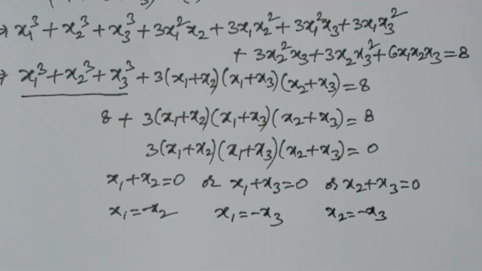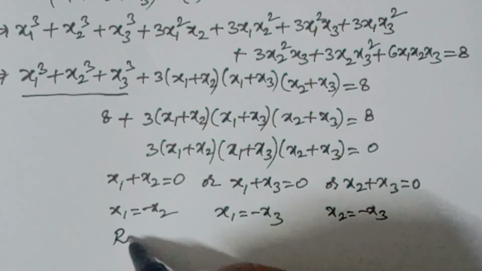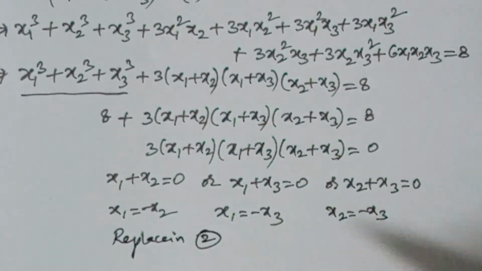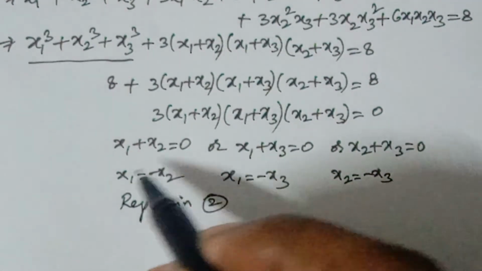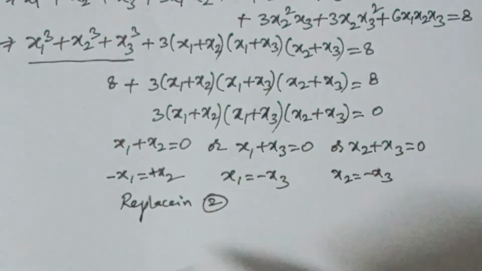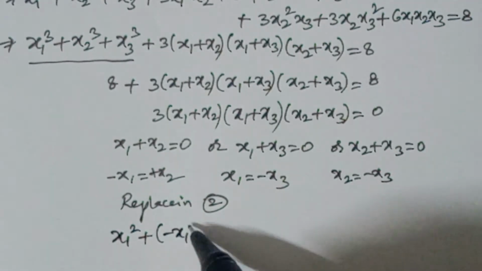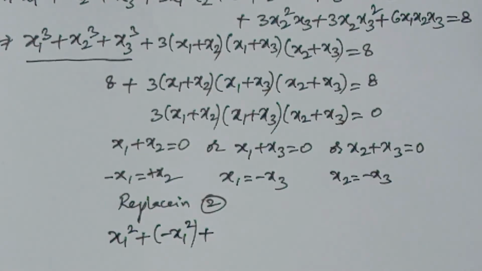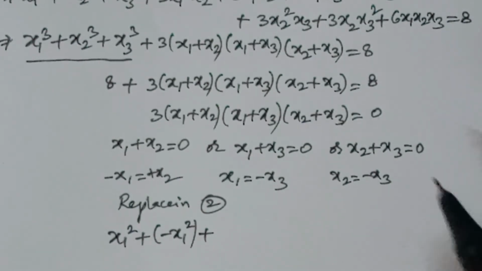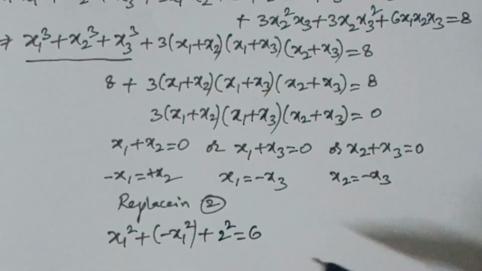So here you can replace the values in the second equation. Replace in the second equation. So what will we get here? We are replacing only the first one now: minus x1 is equal to x2. We will take x1 square plus minus x1 square plus x3 value. The x3 value we are taking as 2, so 2 square is equal to 6.